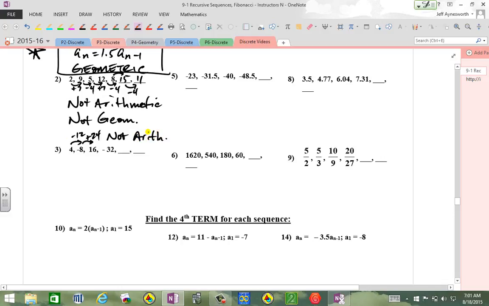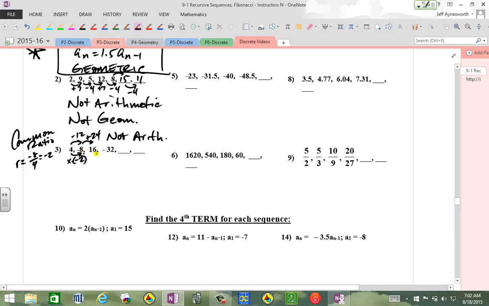So it's got to be geometric. Let's try geometric here. Let's take the second term divided by the first term, like we did. Let's check the common ratio here. Negative 8 divided by 4, that's negative 2. Let's call that the common ratio, as I talked about earlier in the lesson. Let's see if that works. So multiply by negative 2. Negative 8 times negative 2 is 16.